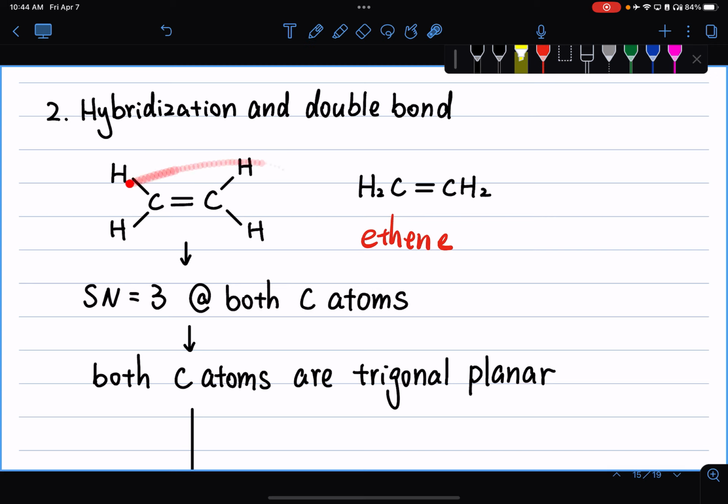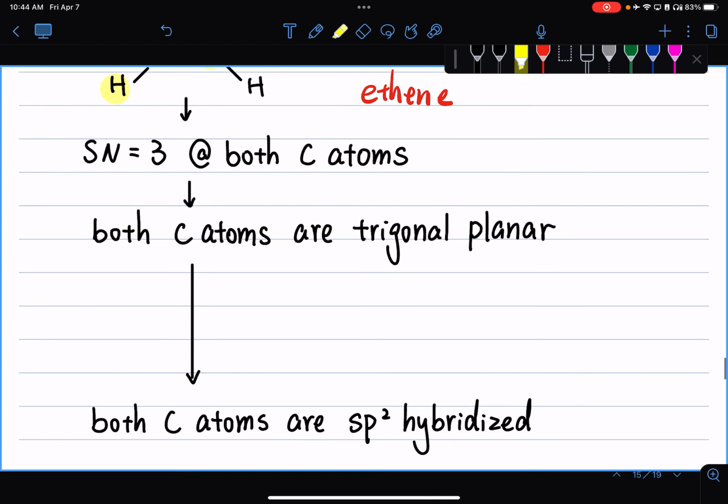Okay, nevertheless, now we have ethane. And again, we follow the same logic. You first derive the steric number of each carbon. Here, each carbon has 3 things around it, so we have SN equals 3. Both carbons are trigonal planar. You get that by doing VSEPR.